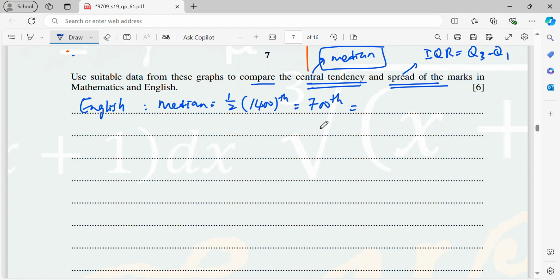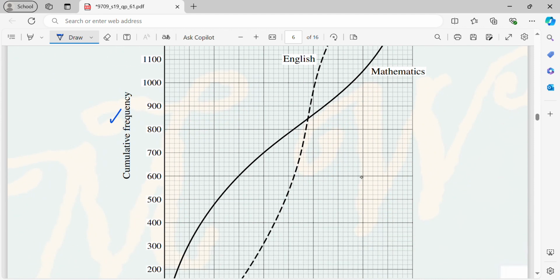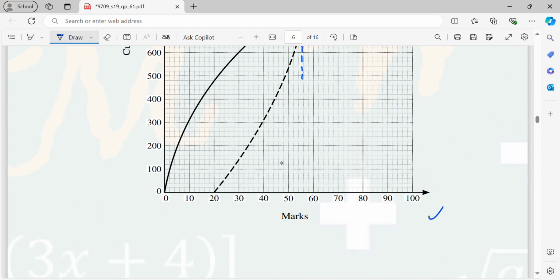So then the value itself, now let's look at the English, which is the dotted line. 700 is over here. So use a ruler to draw the line, and then it is in the middle of this. Okay, it's in the middle.